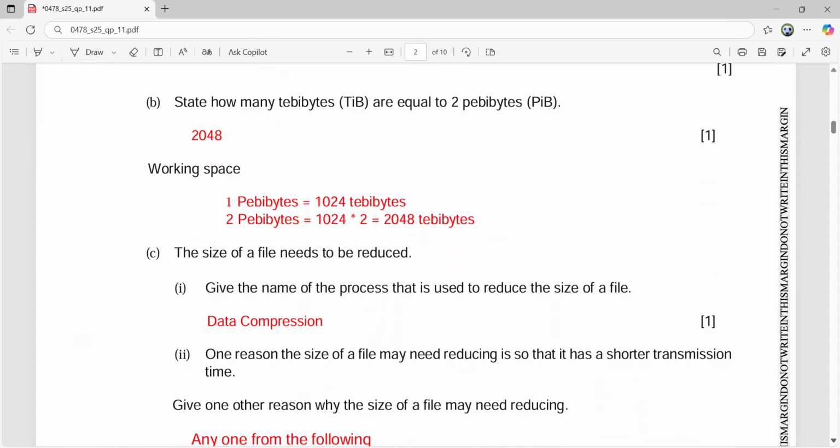Give one other reason why the size of a file may need reducing. Now, just be clear. One very important thing that you need to see here is the question is already dealing with the reason. One is give the name of the process, data compression. Now, shorter transmission is already mentioned. They are asking, give one other reason. Be clear, one other reason. So for that, what will you write?